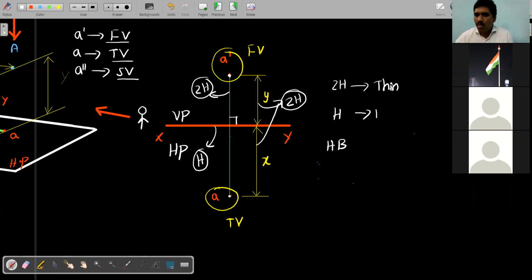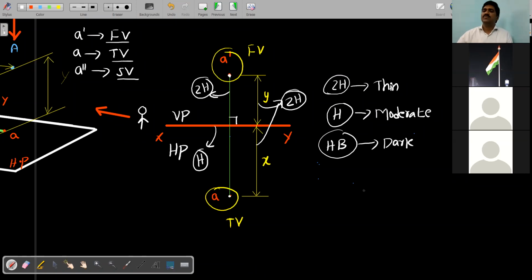this becomes moderate, ante paidanikana koncham dark ga untundi. Okay, so compared to 2H, this will be somewhat dark, and this becomes what? HB becomes completely dark. Okay, so light, medium or moderate, and this becomes dark. Are you following, all of you? Clear?